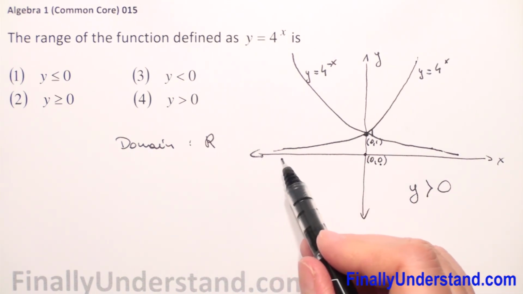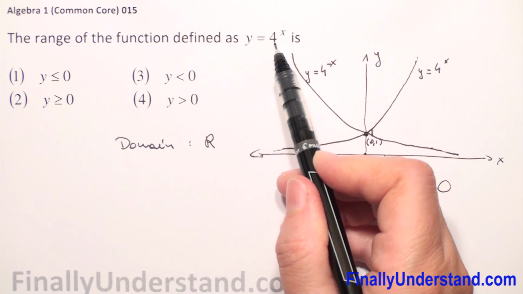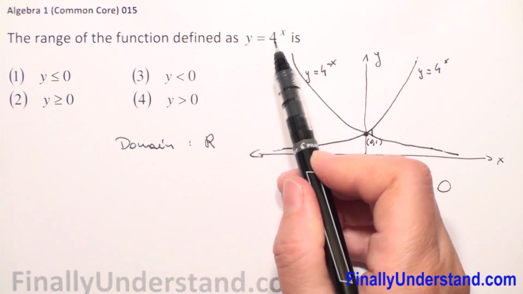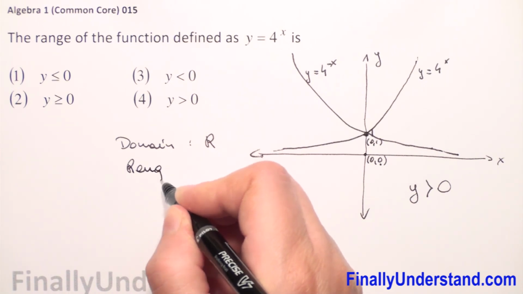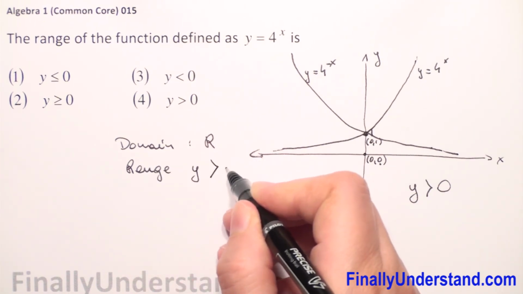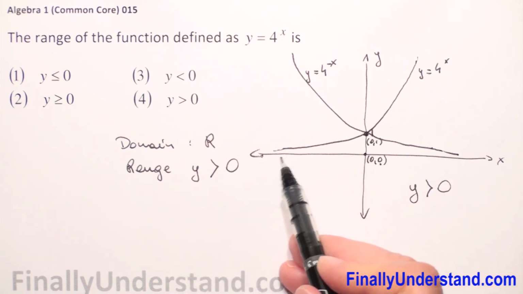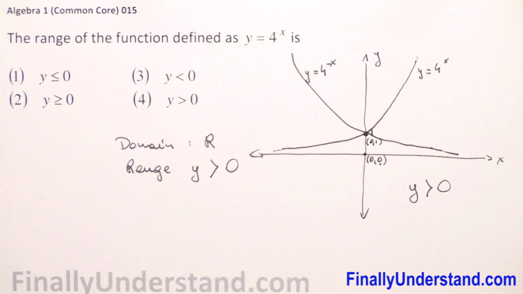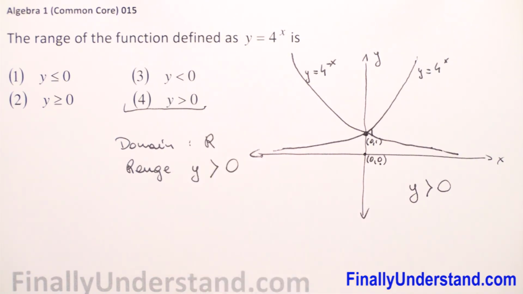X can be every real number, and the value will always be positive. The range is always y greater than 0. It never passes the x-axis. So the solution will be y is greater than 0.